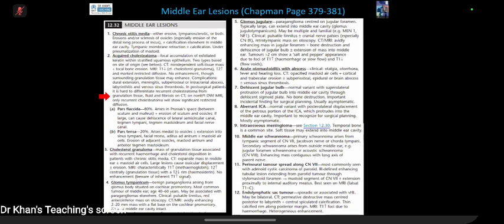And if it is in the skull, we have made life difficult for ourselves. If it is in the skull, we call it an epidermoid. In the temporal bone, we call it a cholesteatoma. If it is in the intracranial cavity, we again call it an epidermoid. And it can be congenital and it can be acquired.